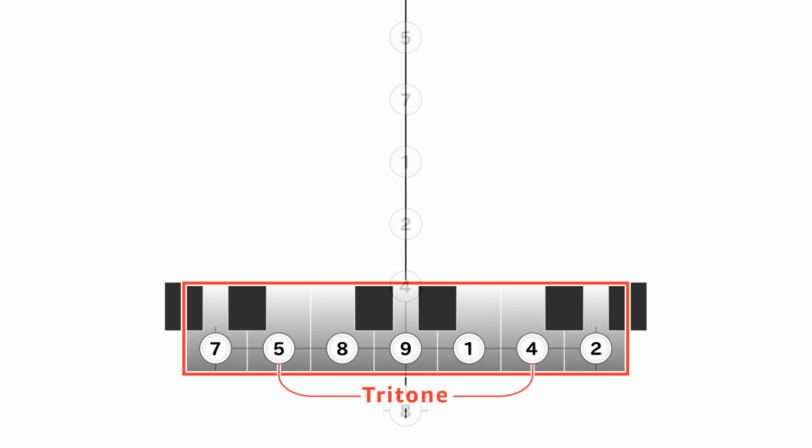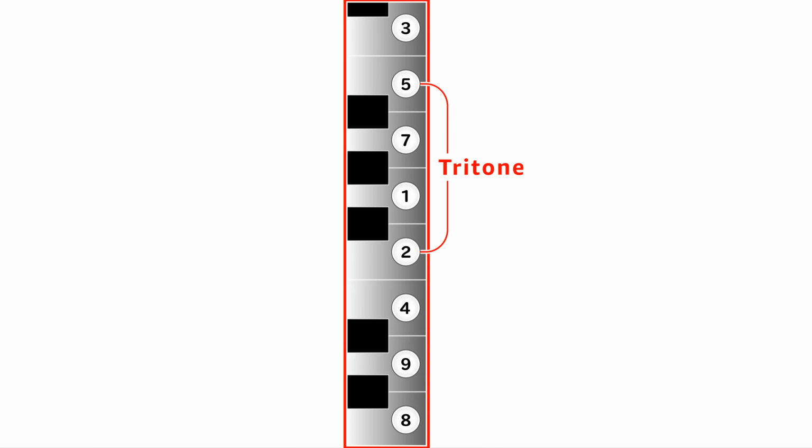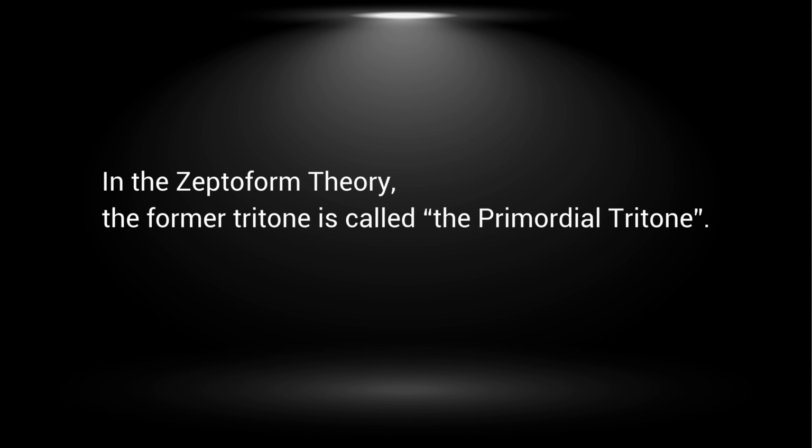In the A minor scale, the tritone is represented by the relationship between point 5 and point 4. On the other hand, in the C major scale, the tritone is represented by the relationship between point 2 and point 5. In the Zeptoform theory, the former tritone is called the primordial tritone.